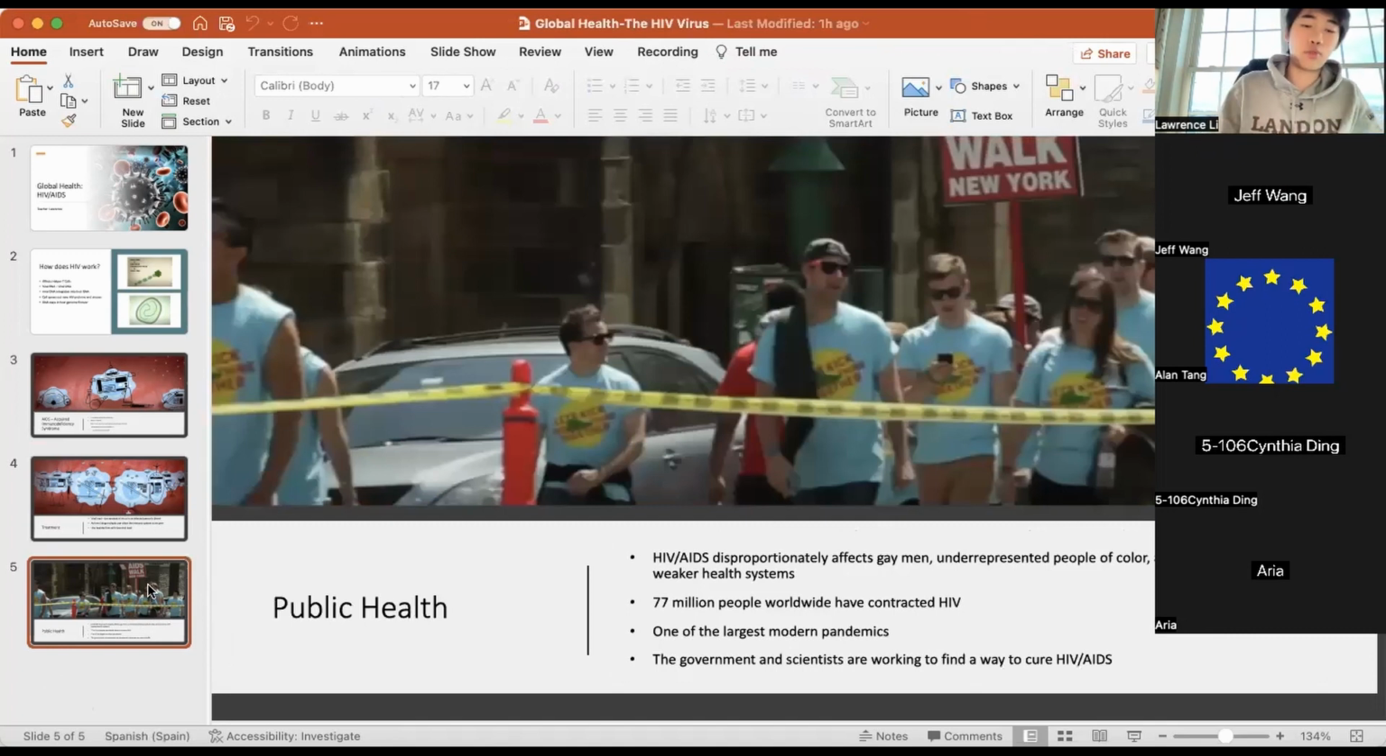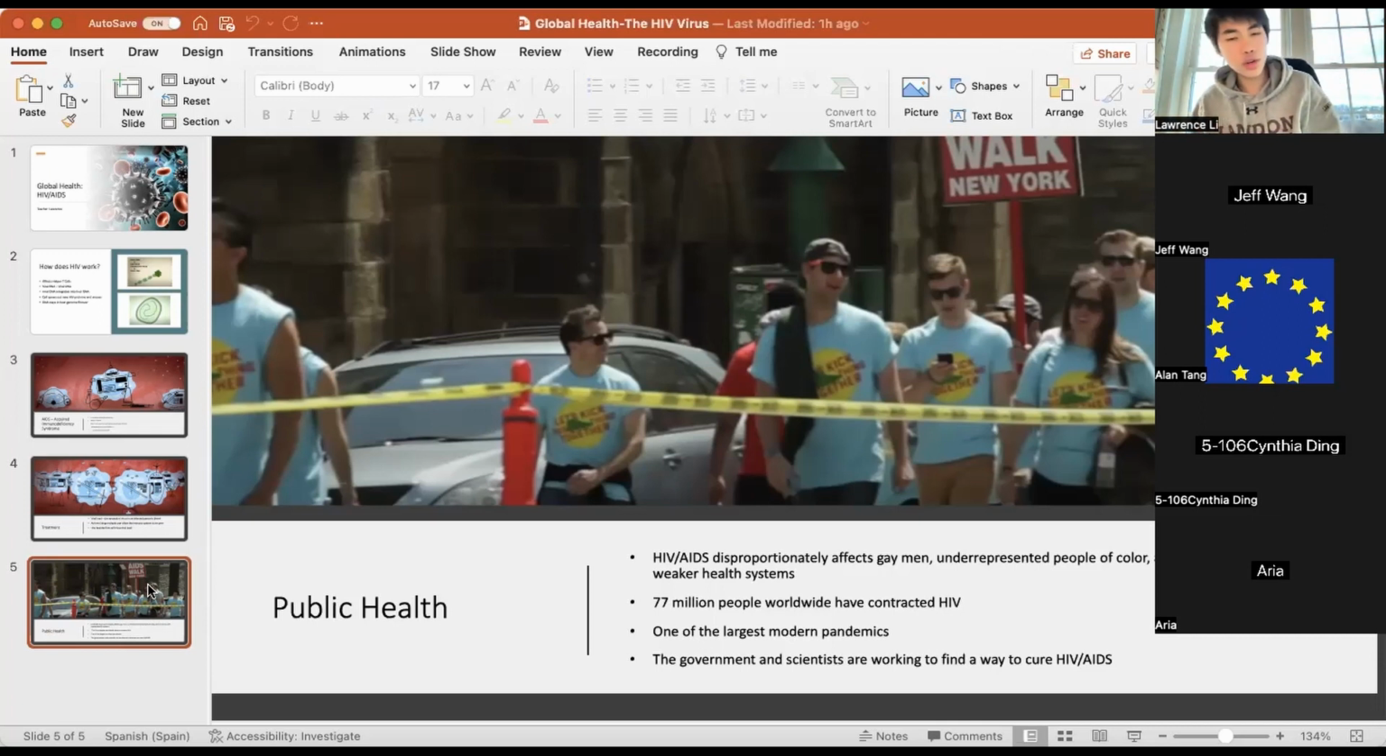And now let's talk about public health. So as I mentioned before, HIV is a very prevalent public health issue, right? HIV walks happen all the time. It is a very important topic in mainstream media. It is one of the largest modern pandemics that we have ever witnessed. And so it is really quite urgent that we know of HIV, that we understand the impacts HIV can have, and that we find ways to cut down to the root of the problem of HIV, which is cutting the viral DNA out of the human DNA. That is what we ultimately want to be able to do.